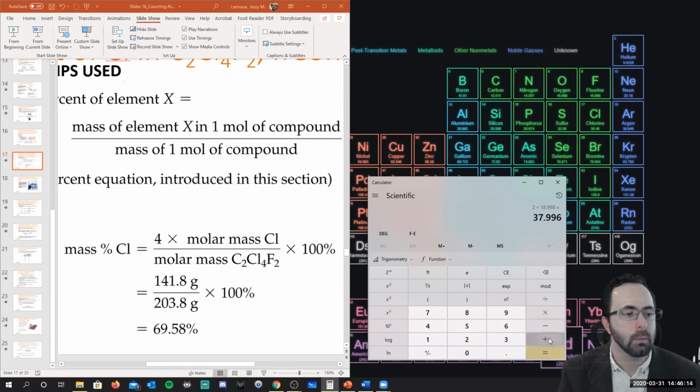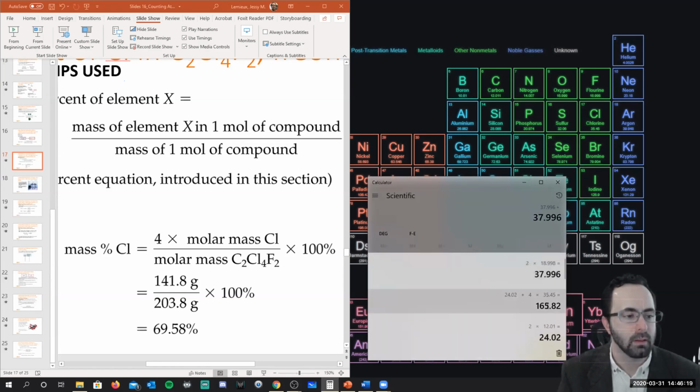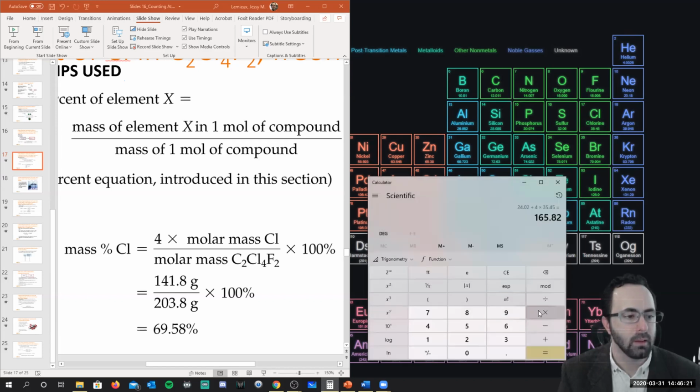Oh, I think I lost my other ones. Let's get this. All right, I wanted to add 2 times, there we go. For fluorine, it was 18.998. That gives 203.816, or 203.8 with 4 sig figs here.